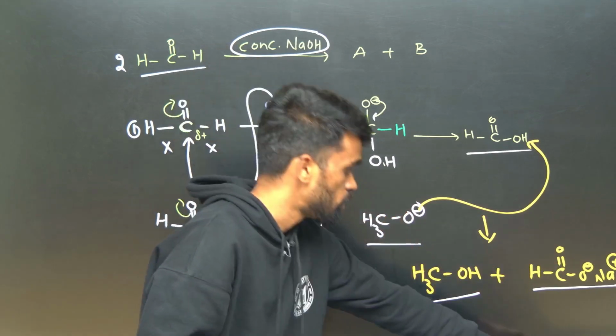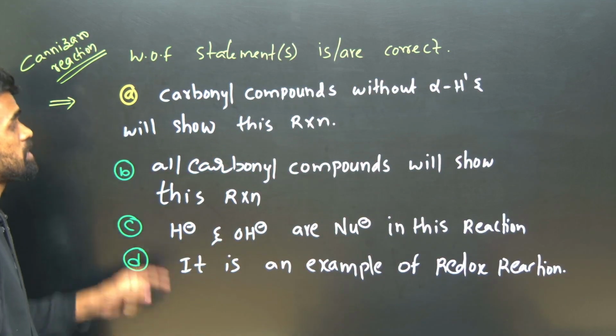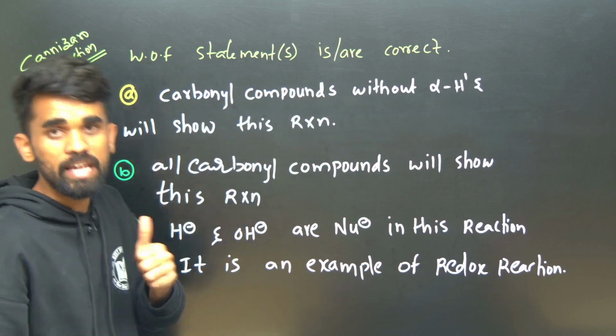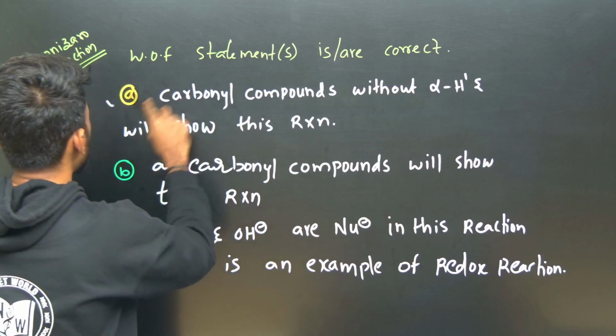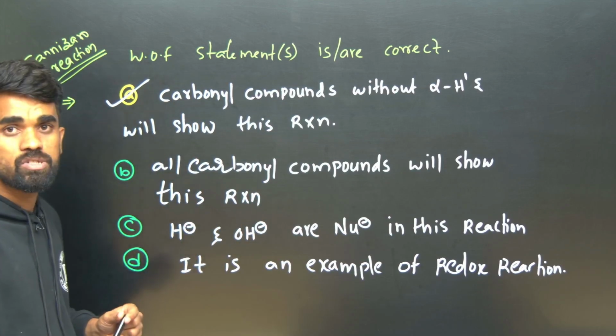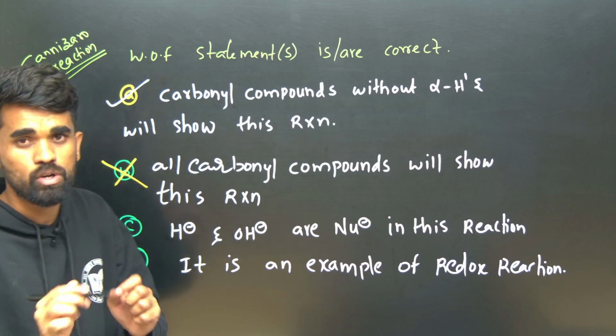Now look at this question and tell me the correct statement. Carbonyl compounds without alpha hydrogen will show this reaction. Yes, the carbonyl compound should not contain any alpha hydrogen. So this is perfectly correct for the Cannizzaro reaction. Look at this: all carbonyl compounds will show this reaction. No, only those which do not contain any alpha hydrogens will show it.